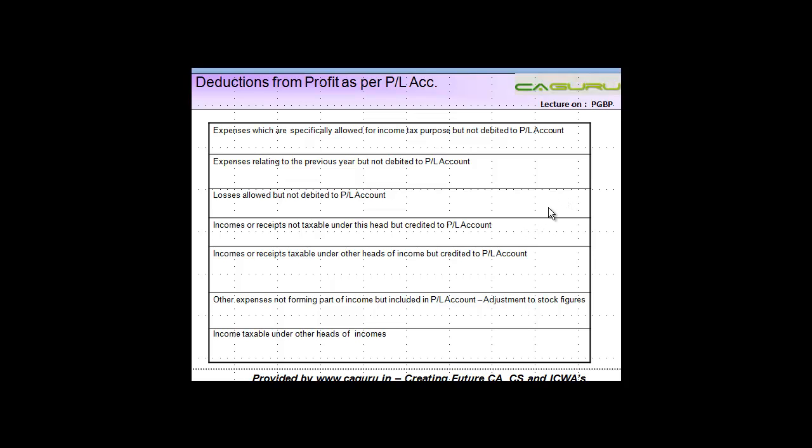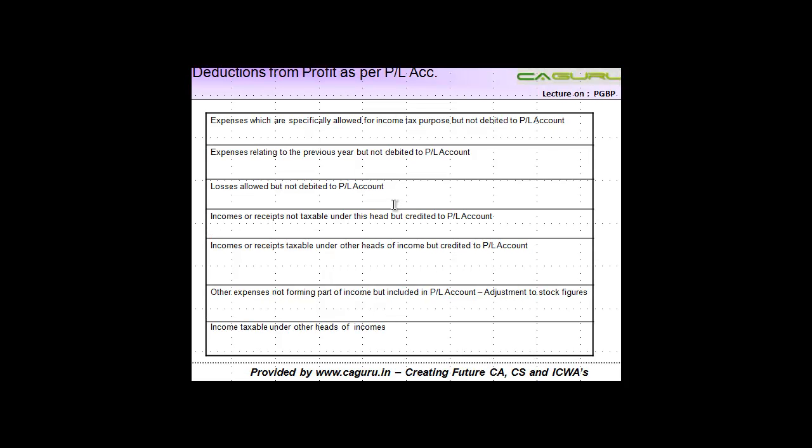In the last slide, we saw what were the additions which were to be made to the profit as per profit and loss account. Now we will see what are the deductions which are to be made from the profit as per profit and loss account. This is just an exact opposite of the ones that we saw in the previous slide. So let us have a look at them.